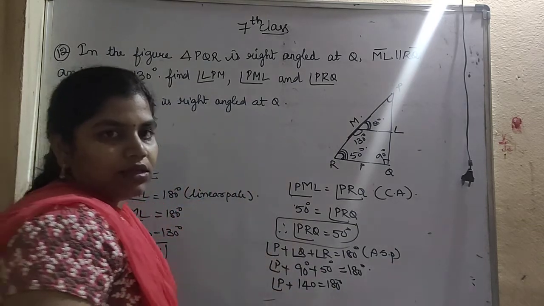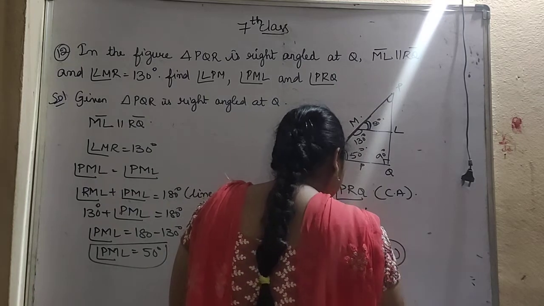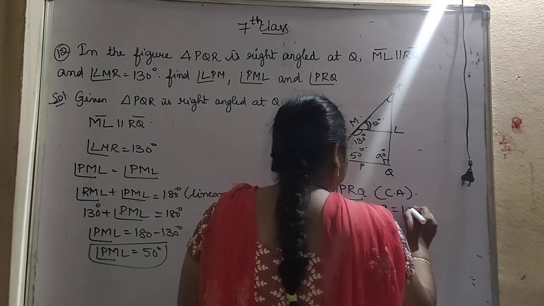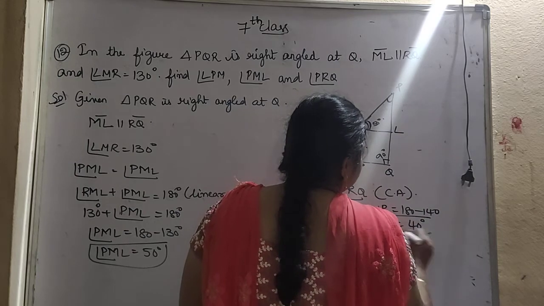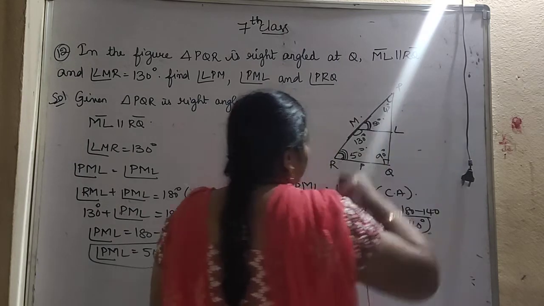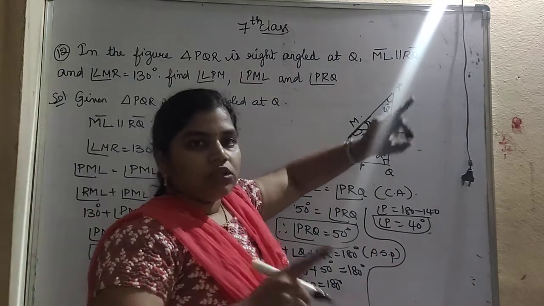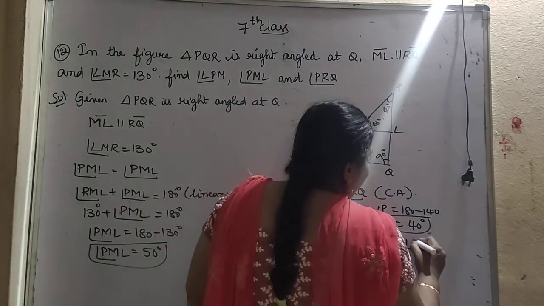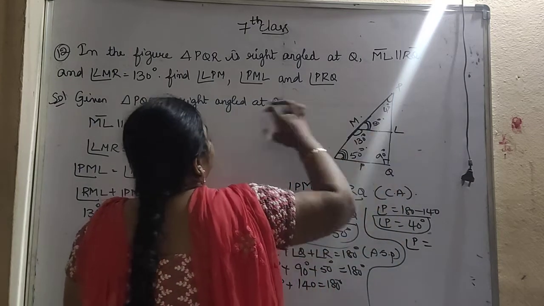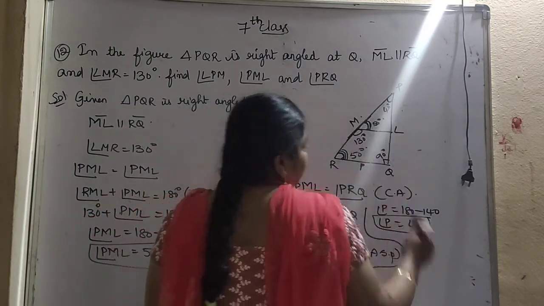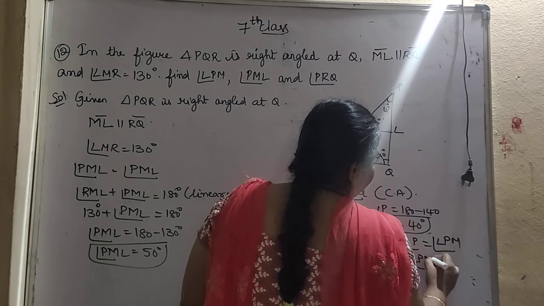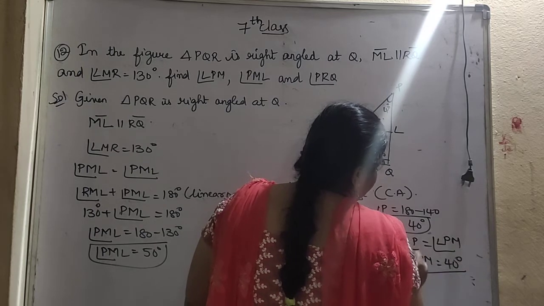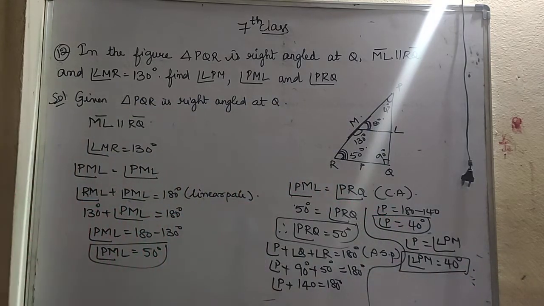Transpose 140 to the other side, that will become subtraction. So angle P is equal to 180 minus 140. So angle P is how much? 40 degrees. So here angle P value we got as 40. So this angle P also can be written in the form of LPM. So angle LPM we got it as 40 degrees. So this is our 12th solution.